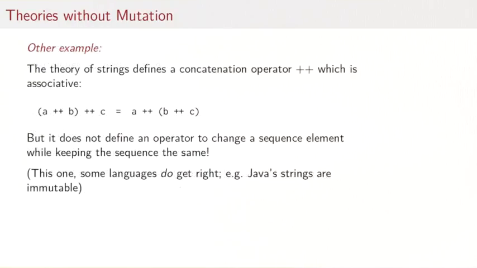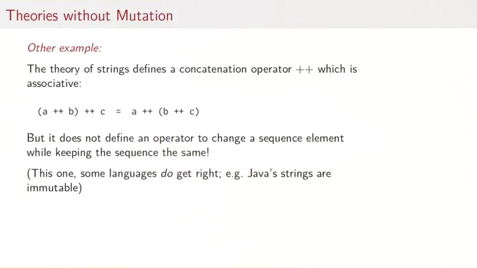Let's look at another example. Strings. Most programming languages have strings, and they would also define a concatenation operator. Let's write that ++ here. And one of the laws for concatenation is that it's associative. So (a ++ b) ++ c is the same as a ++ (b ++ c).